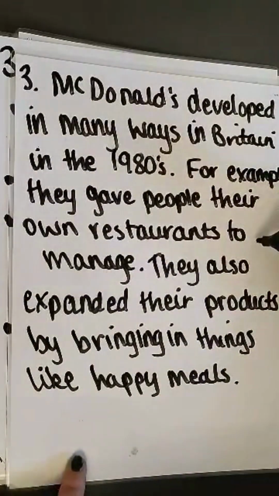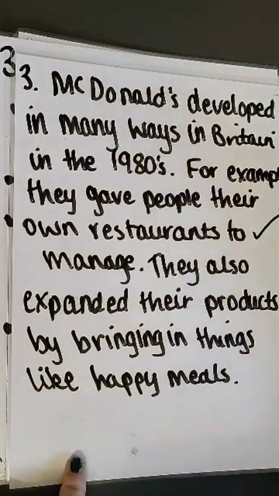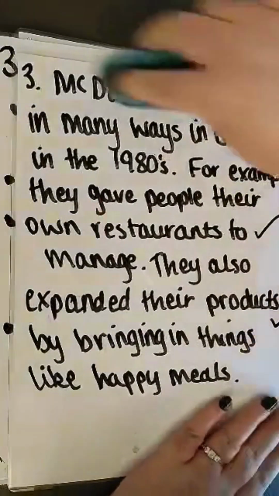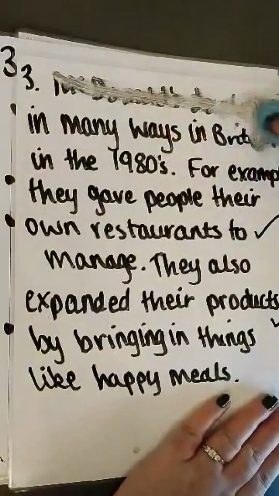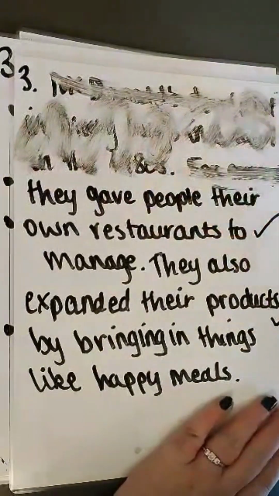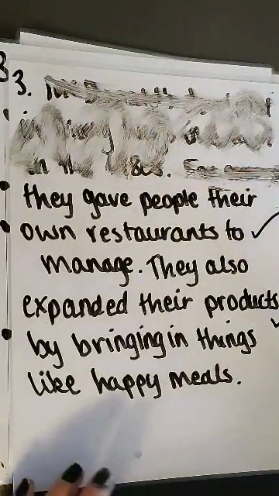They get 1 for giving people their own restaurants to manage, and they also get 1 for they expanded their products. However, everything else around this is just fluff. It is detail that you don't need and you don't get any marks for it. So if we take away everything that you're not getting a mark for here, you can see how much extra work this person has done. Well, it was me, but you get the point.